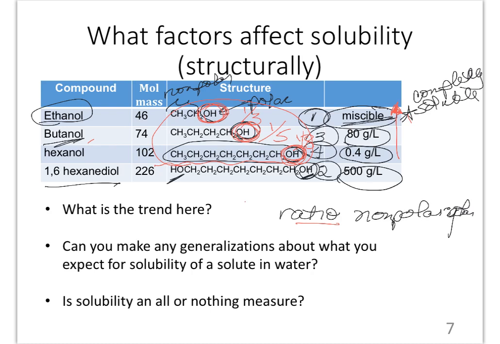Now let's go on here. Why all of a sudden is 1,6-hexanediol very, very soluble, extremely soluble? Not as much as ethanol, but even more than butanol. What's going on? Well, you have an OH on either end. So that's 2 OHs, and that's going to help the solubility a great deal.